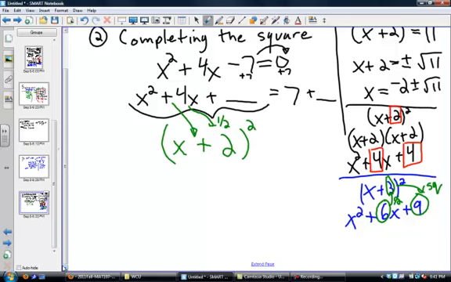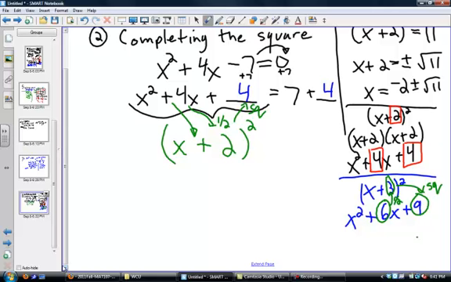Don't forget this thing is squared. Once I have this number that's in there with the x, I square it to get the number that I need to add to both sides. So half and square. Half of the coefficient on x goes in there, then square that. That's what you have to add to both sides. I have to add 4 to both sides. Whatever I do to the left, I have to do to the right.